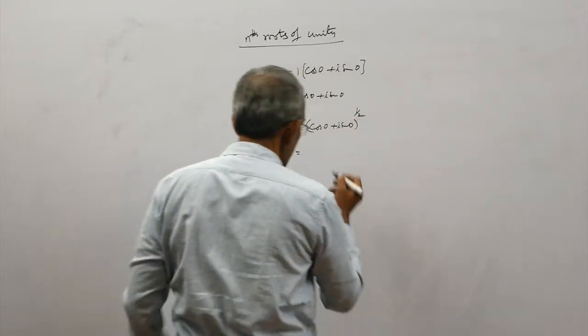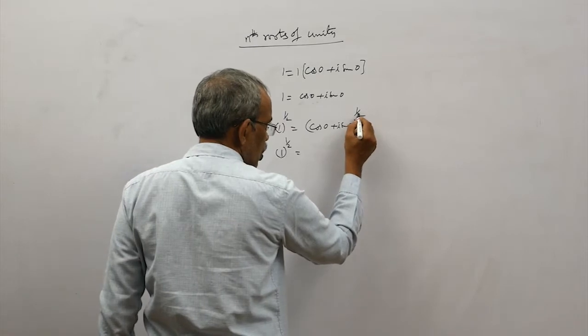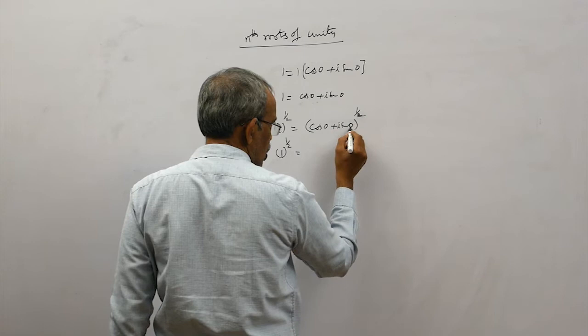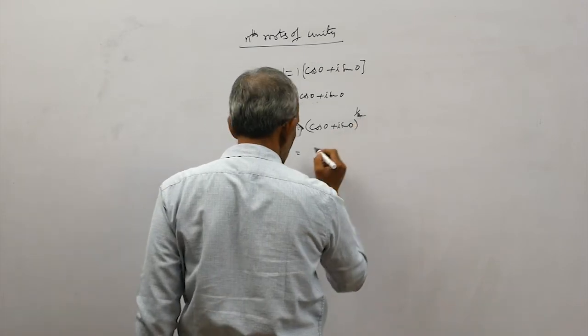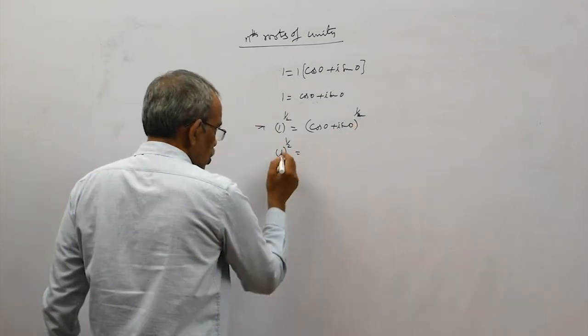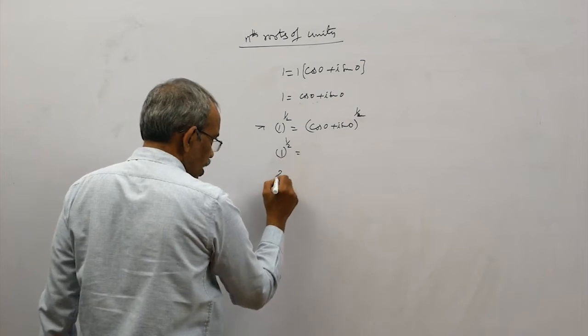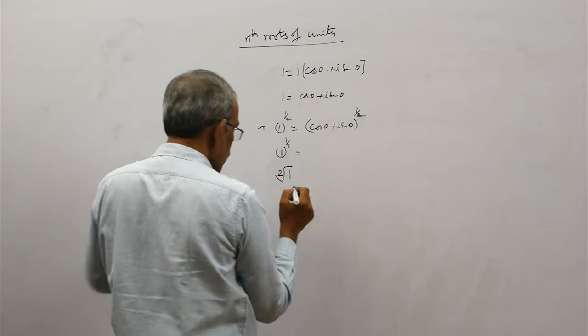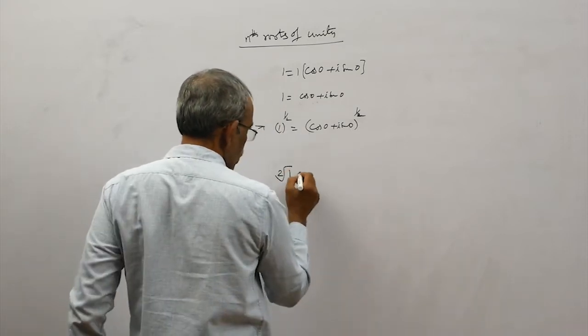Here we have cos 0 plus i sin 0 whole to the power of 1 by 2, that means square root of cos 0 plus i sin 0. Here we have to find the values of square root of 1. 1 to the power of 1 by 2 means square root of 1.